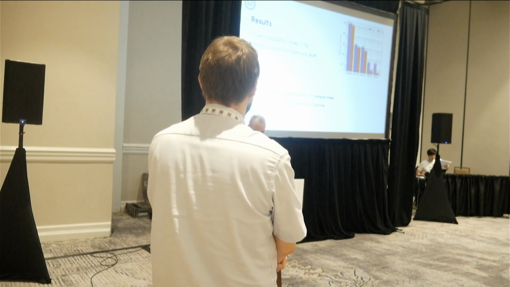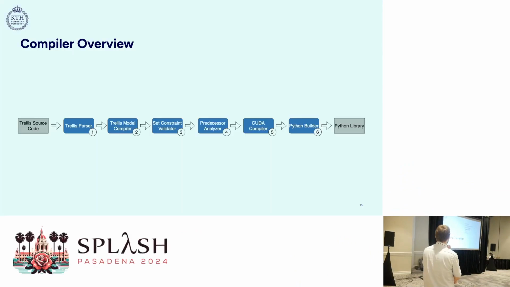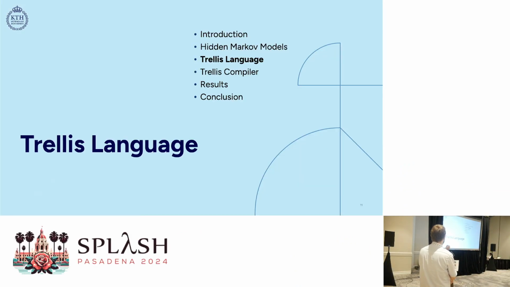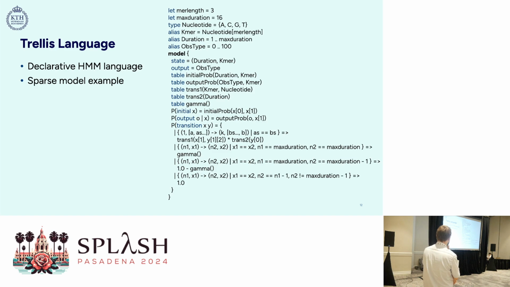So the constraints are specified in the language. If we go here, at the bottom there, you see the 4 different constraints. Okay, so you derive them directly from the transitions, so they're part of the model. They encode the structure of the sparsity in your model.